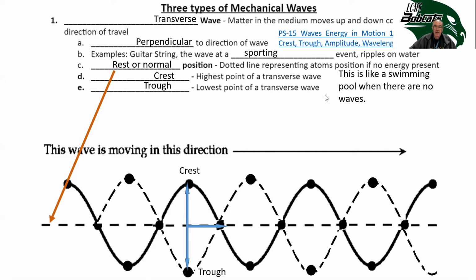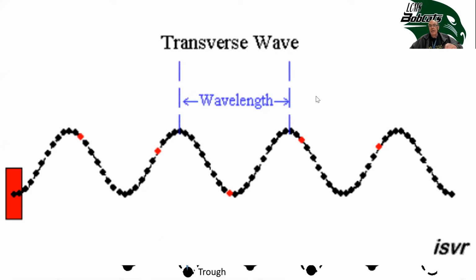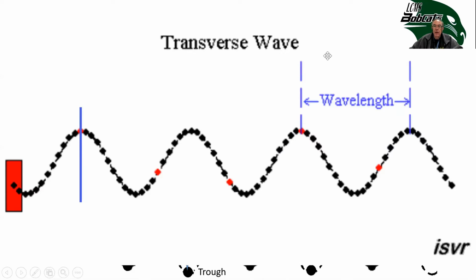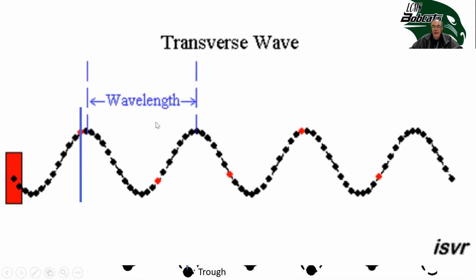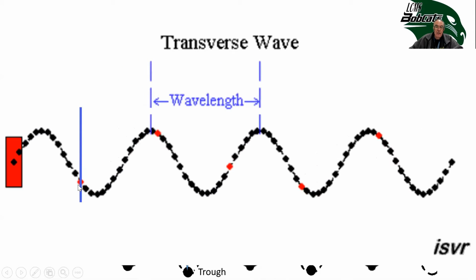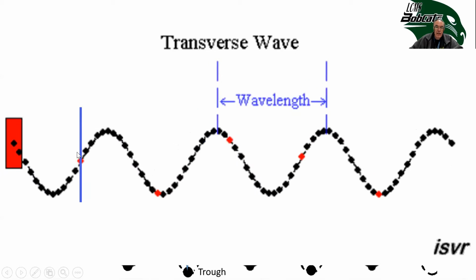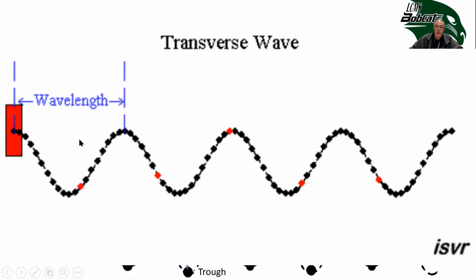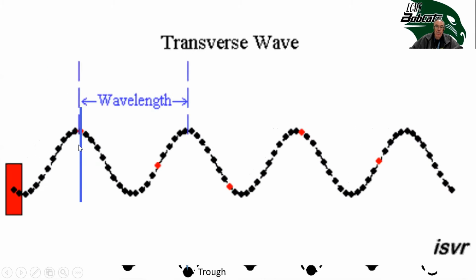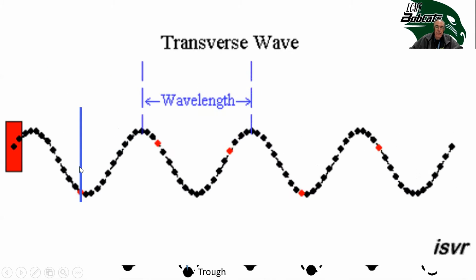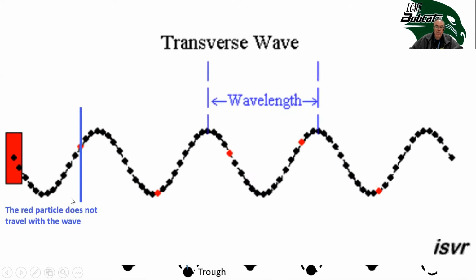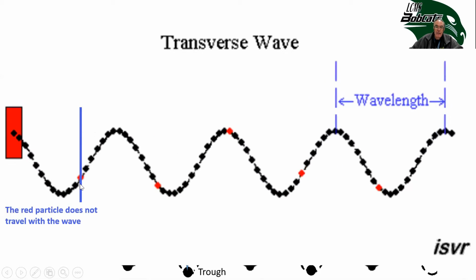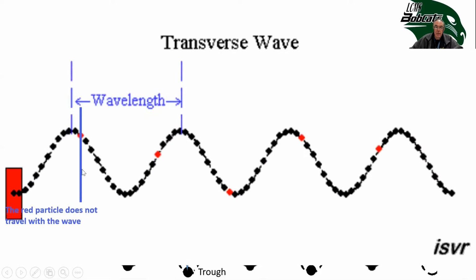Okay, welcome back. This shows how a transverse wave moves. And I like this animation because we can see that this particle here is going up and down. I added this line to the wave, and the red particle doesn't travel with the wave. It's just going up and down, but it's staying in this particular place.